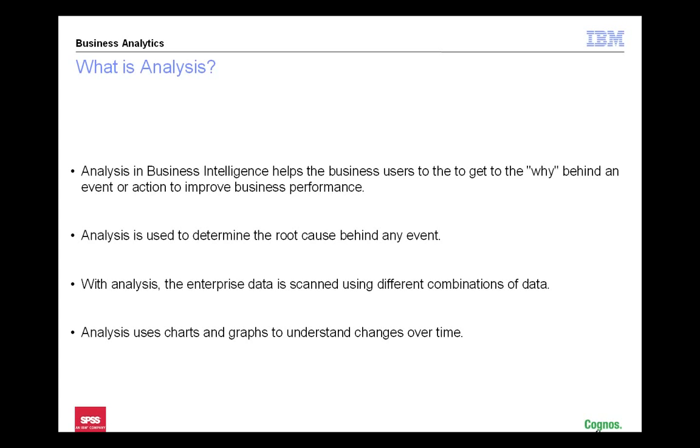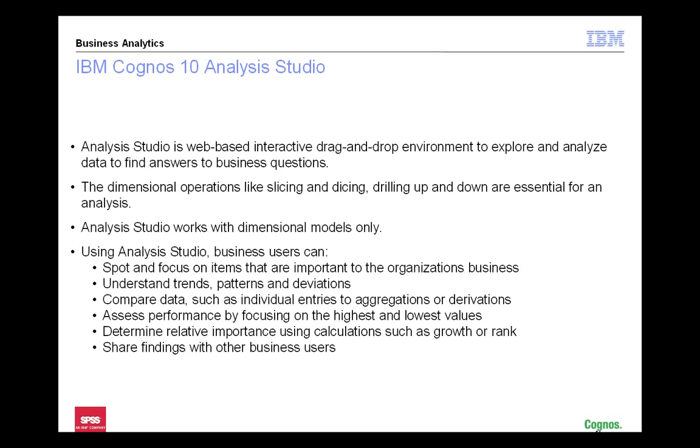But here, in traditional MIS systems, or in BI, what you are doing is you are putting in combinations of data, and with help of that, you are actually scrutinizing the full enterprise data. So what are the values? You are doing your analysis and finding out trends and patterns, and then use it to take your business decisions. Okay. You can also use charts and graphs to understand changes over time.